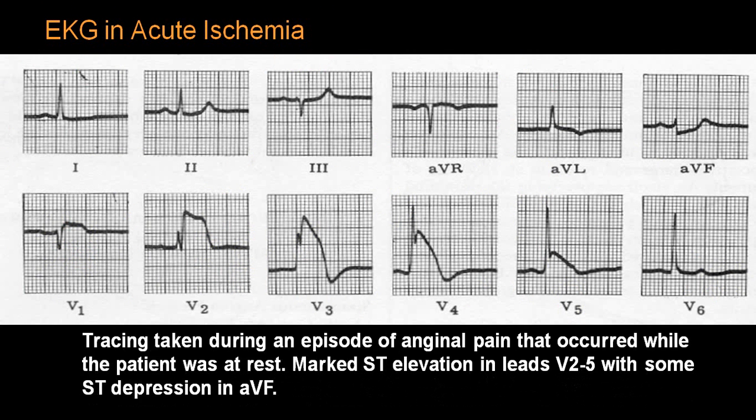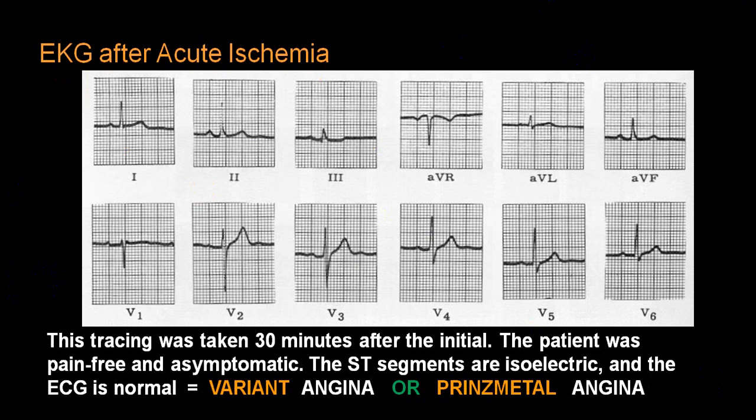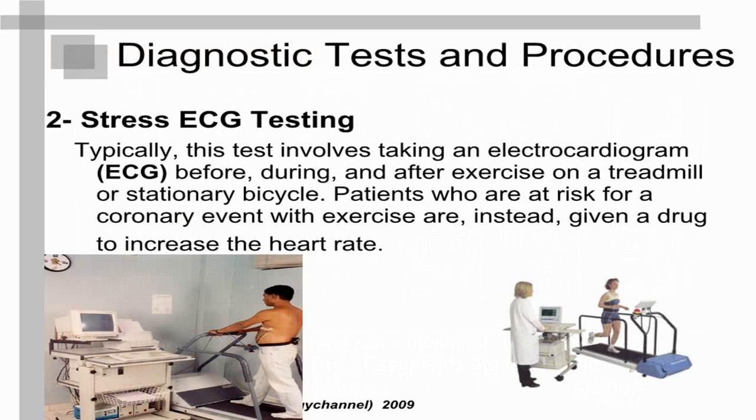Within a short period, after giving rest or after giving a coronary vasodilator, if the pain is relieved and if you take an ECG, it shows absolutely normal, the person is having variant angina. So the tracing was taken after 30 minutes. The patient was pain-free, asymptomatic, and you can see that the ST segment has come back to isoelectric, and troponin was negative. That means variant angina, or Prinzmetal angina, or what we call vasospastic angina.